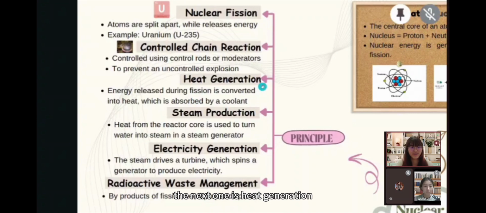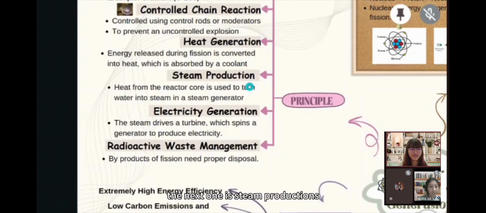The next one is heat generation. When fission occurs, a large amount of energy is released in the form of heat. This heat is transferred to a coolant, and the coolant usually uses water, but sometimes uses liquid natural gas. The next one is steam production. The heat from the reactor core is used to turn water into steam in a steam generator.